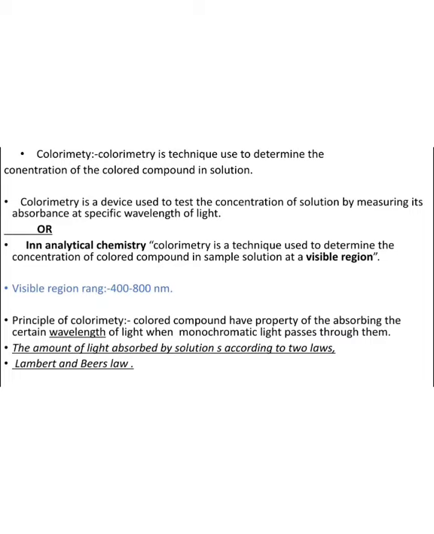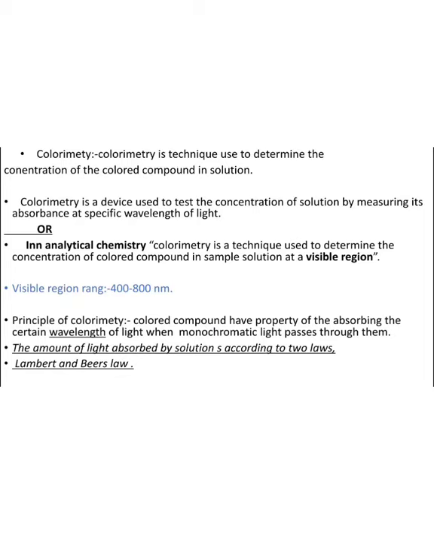Or in analytical chemistry, colorimetry is a technique used to determine the concentration of a colored compound in a sample solution in the visible region. The colorimeter instrument works in a particular visible region, and the visible region range is 400 nanometer to 800 nanometer.